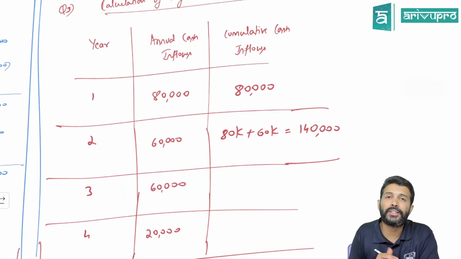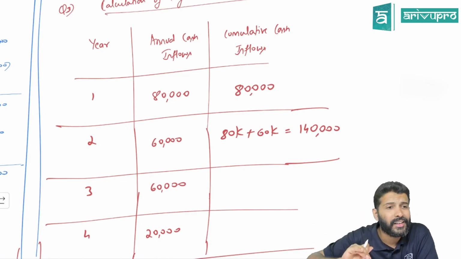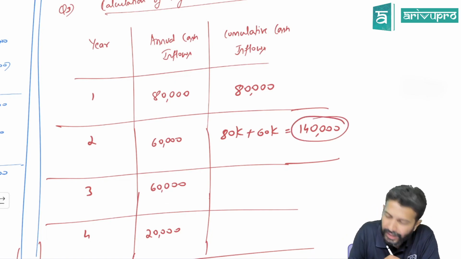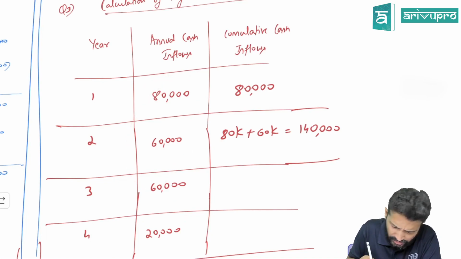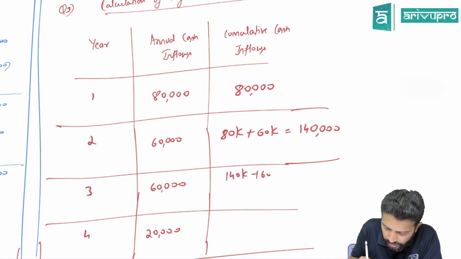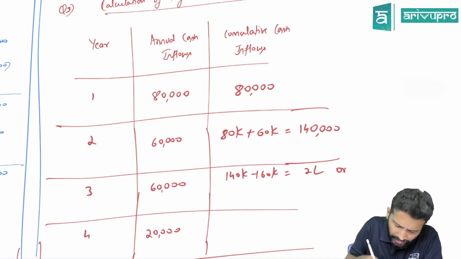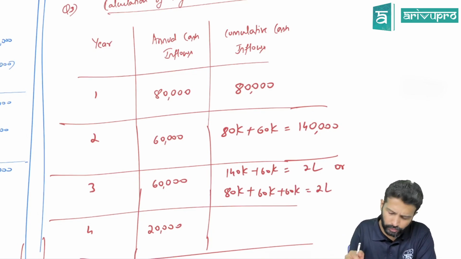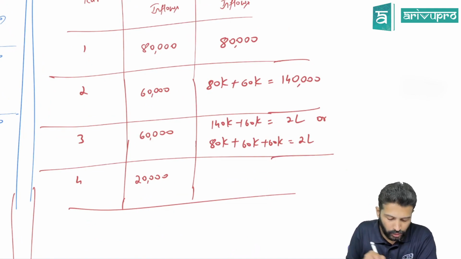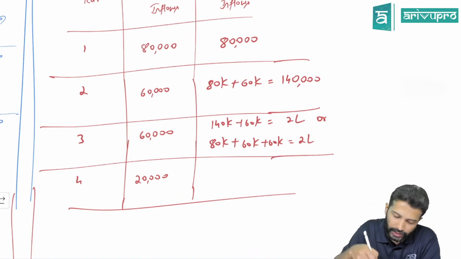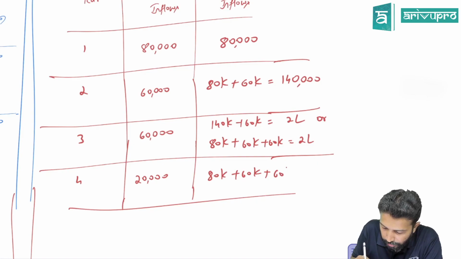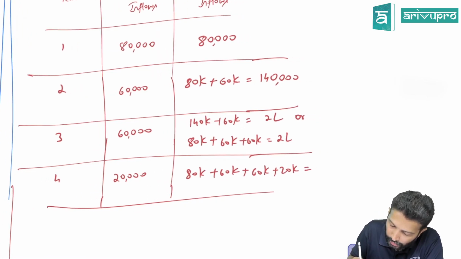Third year. This means from the beginning till third year, how much totally have you earned? You can take 140 and add 60 directly, or you can add all these three also. Any which way is okay. 140 plus 60 gives you 2 lakh, or 80 plus 60 plus 60 will also give you 2 lakh. Your comfort. Now you are in which year? Fourth year. Add all the cash flow values: 80 plus 60 plus 60 plus 20, which will obviously be 2,20,000.